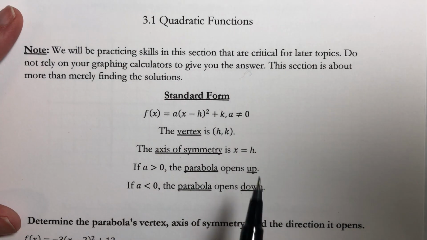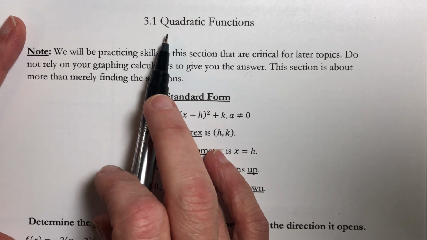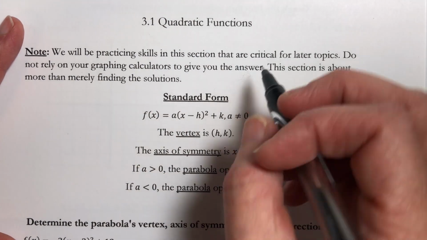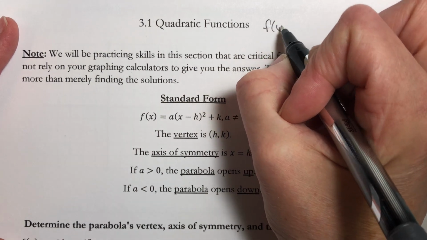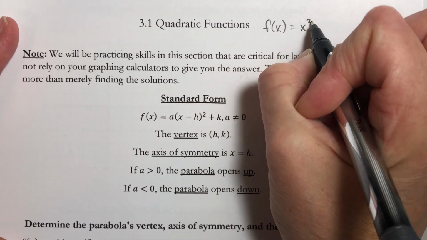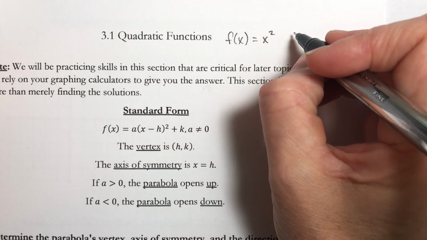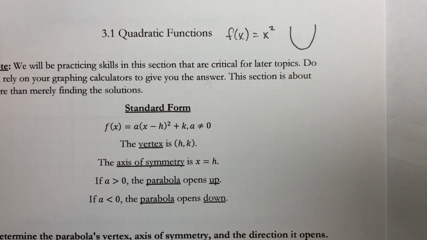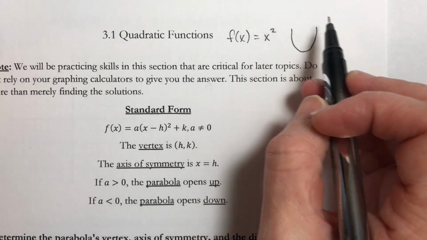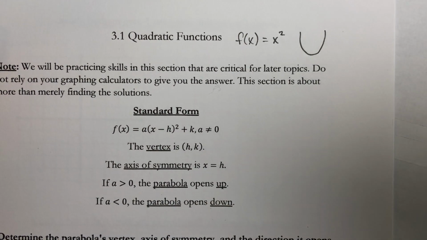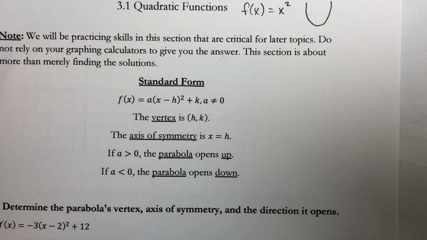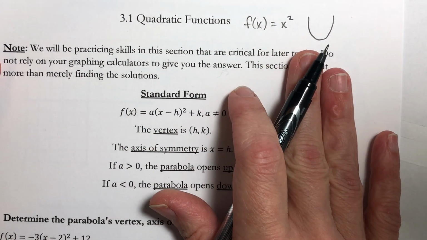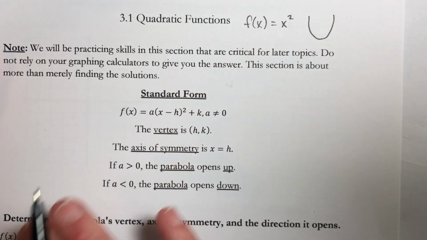Okay, so we talked back in the last chapter about a general quadratic function. It was f of x is equal to x squared. We know that its basic shape was a parabola. And we talked about shifting it up, down, left, right, all that kind of stuff. Now, we're going to be talking about more general quadratics, not just the most basic one.